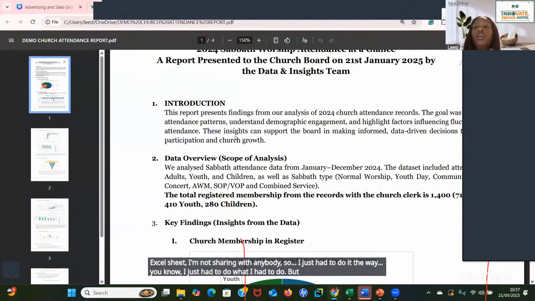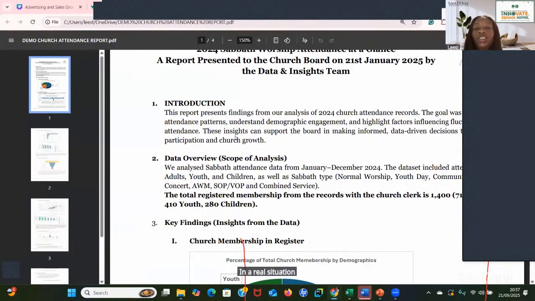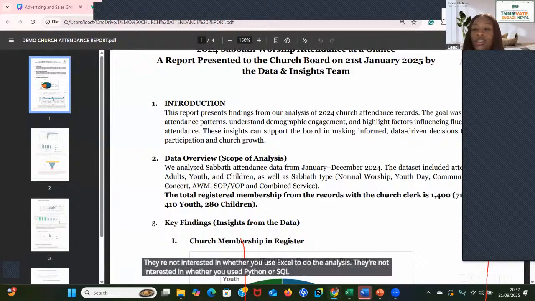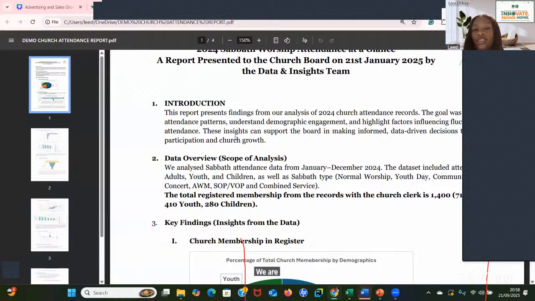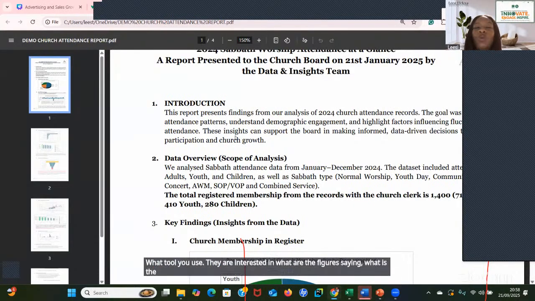But in a real situation, when the church board is seated and having a meeting, they're not interested in whether you used Excel to do the analysis. They're not interested in whether you used Python or SQL to do the analysis. Or even when you are working for an organization, your manager is not interested in what tool you use. They are interested in what the figures are saying, what the statistics are saying, how can we improve, what does this mean, what does that mean?